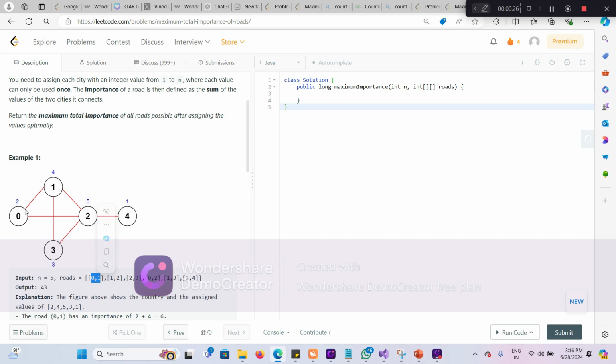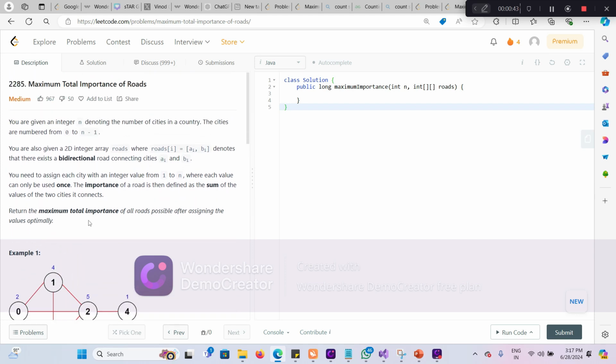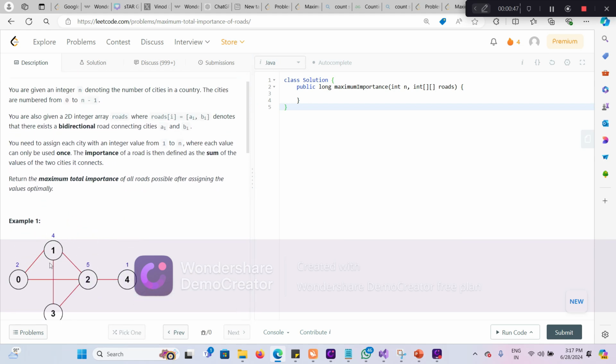For example 0, 1, so we have one road from 0 to 1, we have one road from 1 to 2, 2 to 3. These are the roads basically. So this is the equivalent graph-like structure. You can read in this question, this graph is bidirectional. So there is no direction here. If 1 is connected to 2, then 2 is also connected to 1. So this is a bidirectional graph anyway.